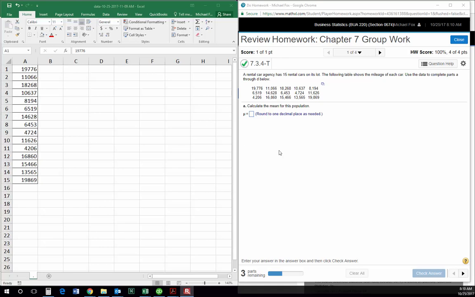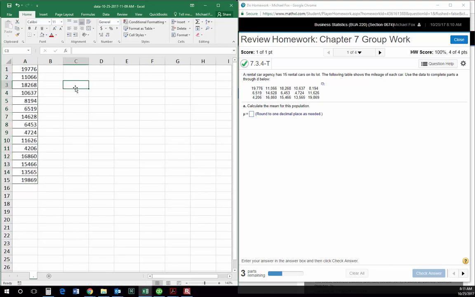So I have the first one up here. A rental car agency has 15 cars in its lot. The following table shows the mileage of each car. Use the data to complete A through D. Okay, so calculate the mean of the population. You know how to do this already. We just highlight it. We can just look right down here. It'll give us the average.